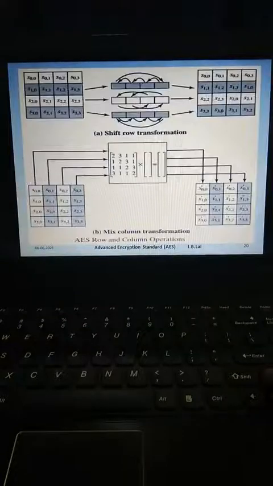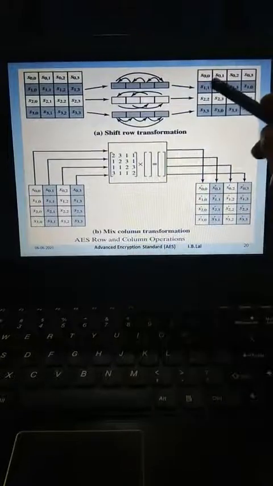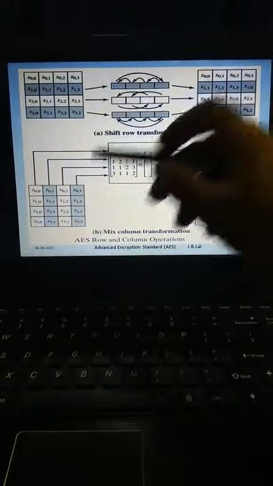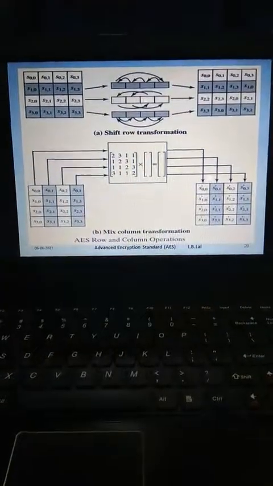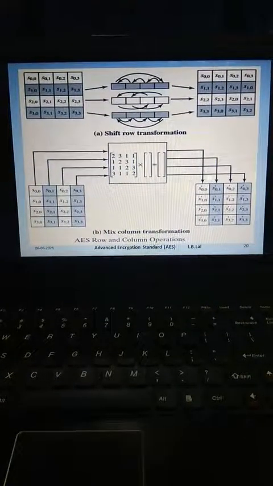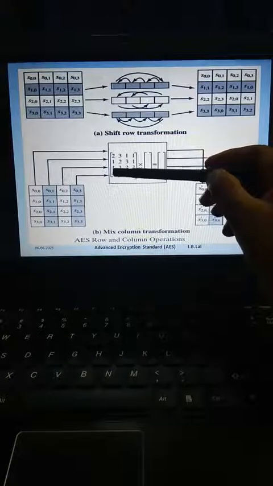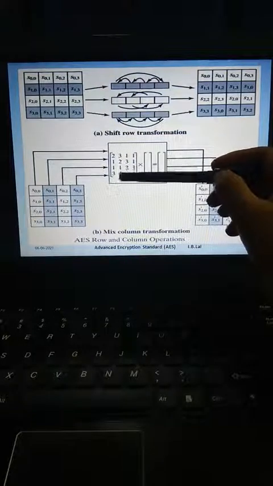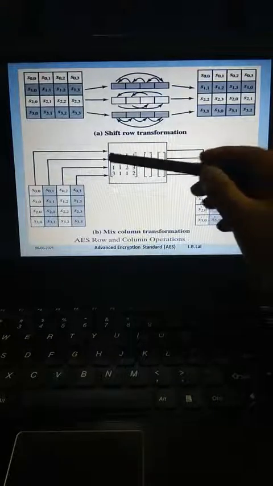Now we shall see the mix column. This is the output of shift row. It becomes input to mix column process. Here in mix column transformation, what happens? Matrix multiplication takes place. Here there is a predefined matrix. This is the predefined matrix consisting of values 2, 1, 1, 3, 3, 2, 1, 1, 1, 3, 2, 1, 1, 1, 3, 2. This is a predefined matrix.